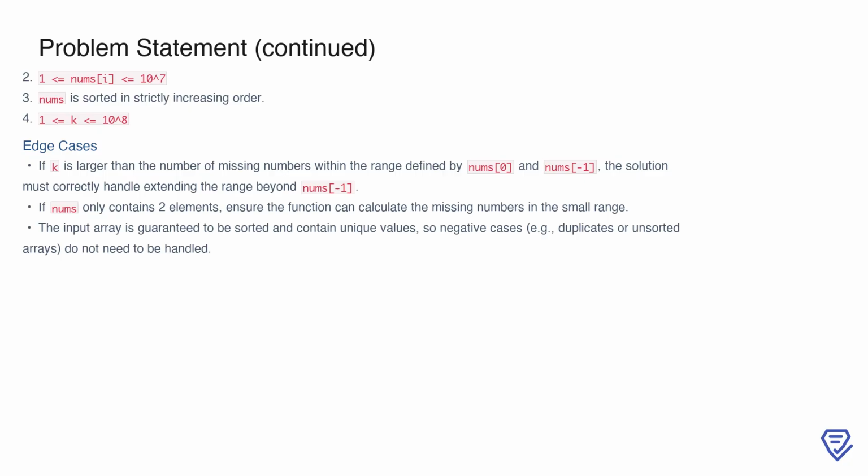Some important edge cases to consider include scenarios where k is larger than the total number of missing numbers within the range of the array. In such cases, the solution must correctly extend the range beyond the last element of the array. Additionally, when the array has very few elements, such as just 2 numbers, the solution must still be able to calculate the missing numbers within this small range. Since the input guarantees no duplicates or unsorted arrays, we do not need to handle any invalid cases of input. These constraints and edge cases ensure that our solution is robust and efficient for all valid inputs.